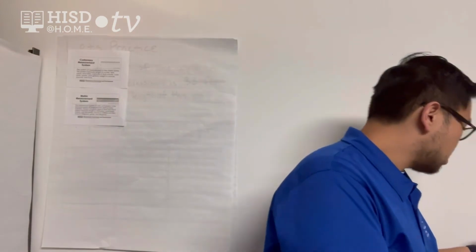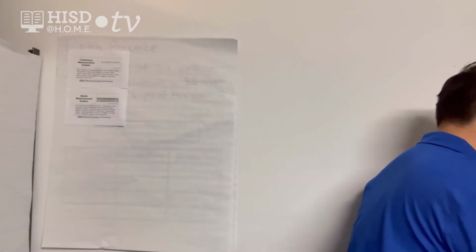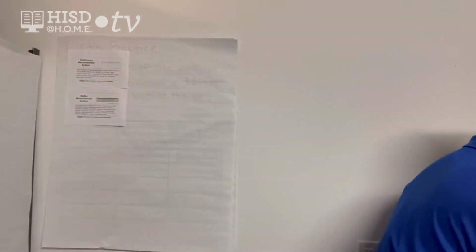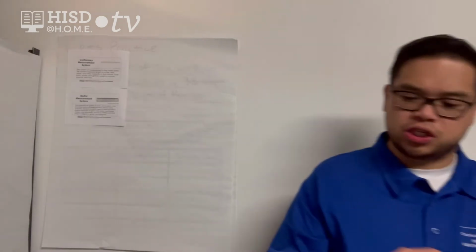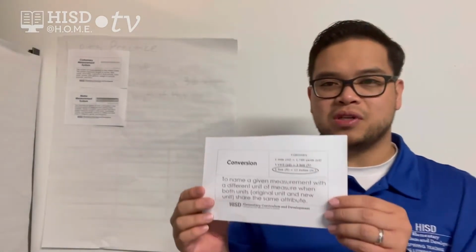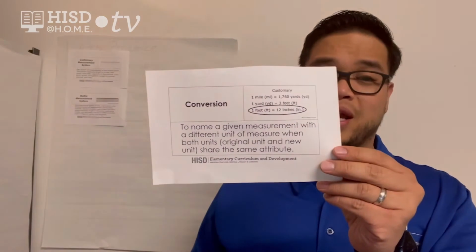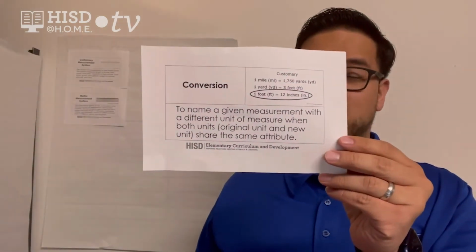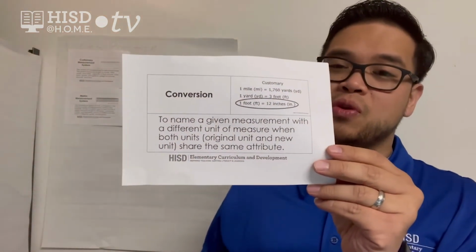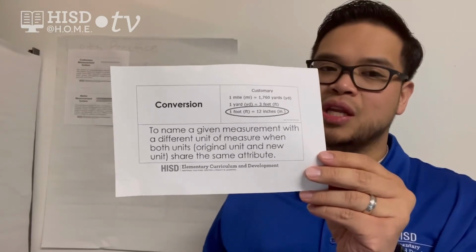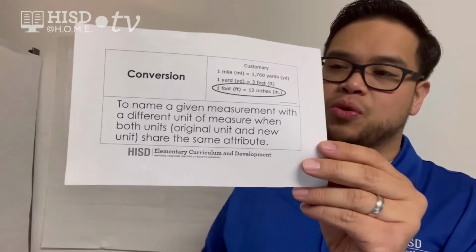Then we're going to move on to conversion. You heard me say this earlier. Conversion is to name a given measurement with a different unit of measure when both units, the original unit and the new unit, share the same attribute.